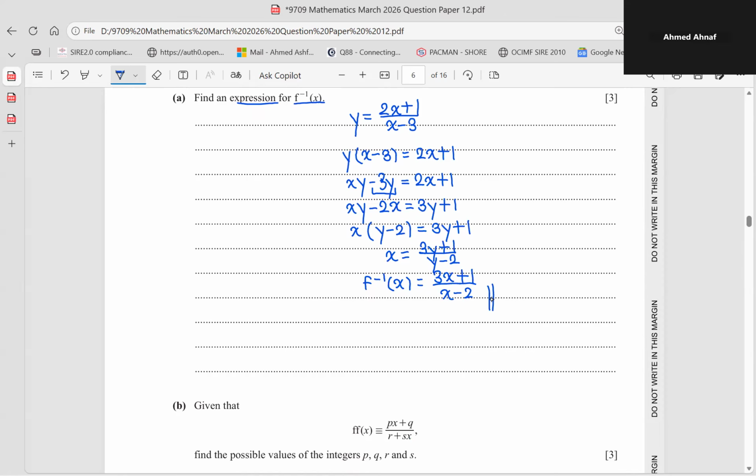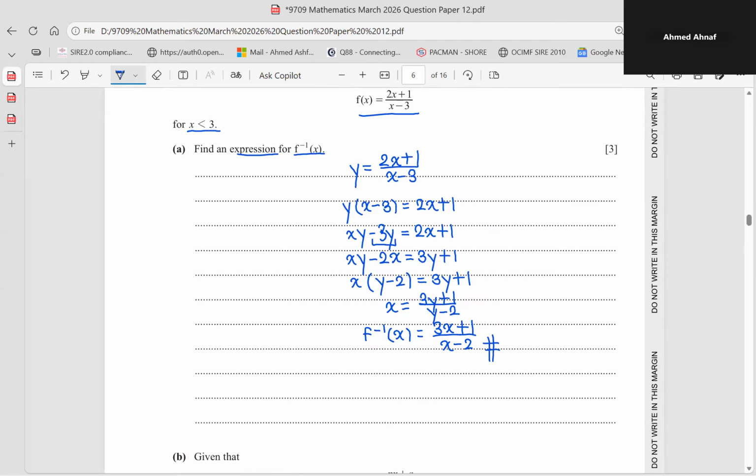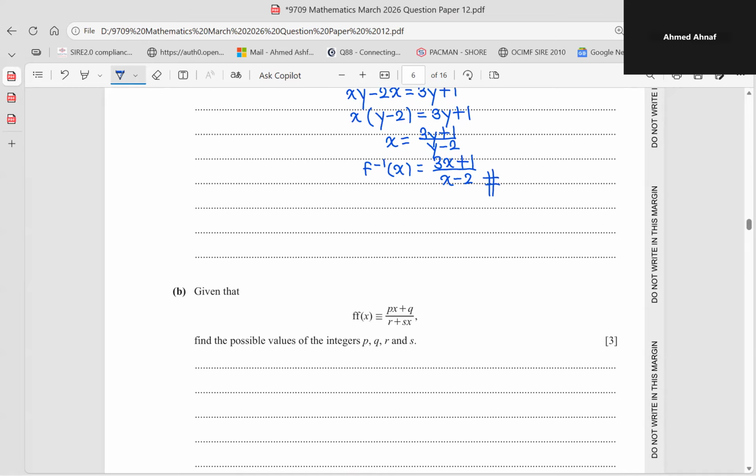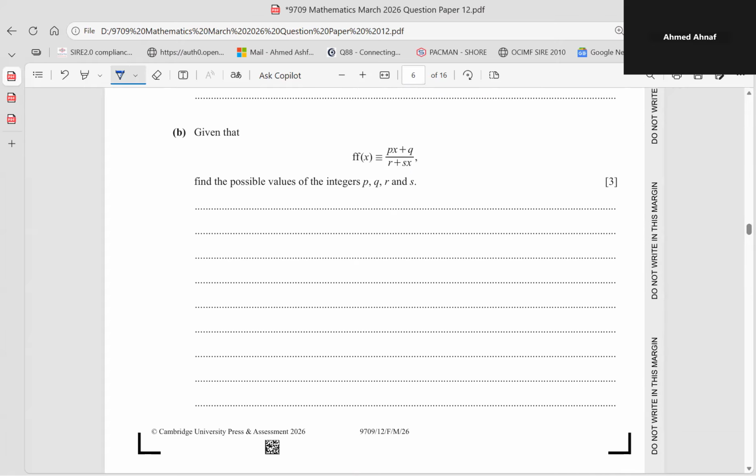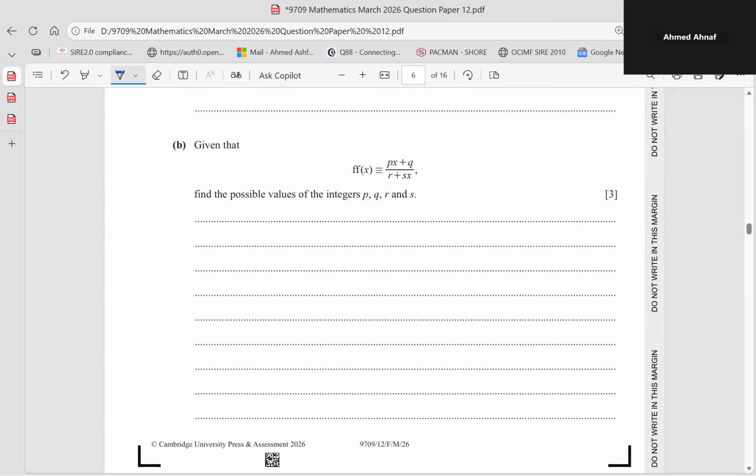So yeah, this will be our final answer for the first part. Let's move on to the next part. Okay, so for the second part, we are told that f squared of x, so the function in here is just a composite function, is basically just f bracket f(x). Okay, so they told us that it is equal to this form. Okay, so we are told to find the possible values of all the coefficients p, q, r, and s.